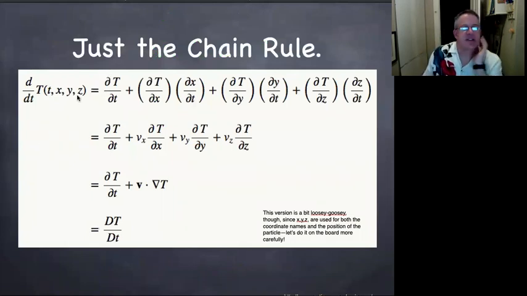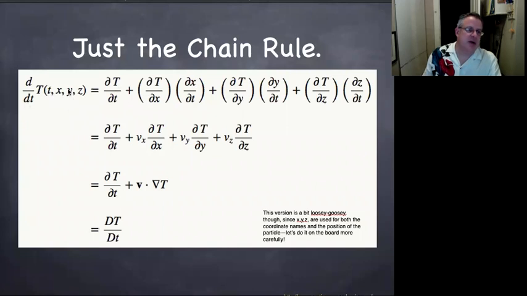One way to think of it is it's just the chain rule. So we think about the rate of change in time of something like temperature, say, which depends on time, x, y, and z. We could take the derivative on each of these independent coordinates on which the temperature depends. The temperature depends on time, but it also depends on x. So how do we do that? Well, we need to look at how the different arguments, the different independent coordinates on which the temperature depends, vary with respect to time.